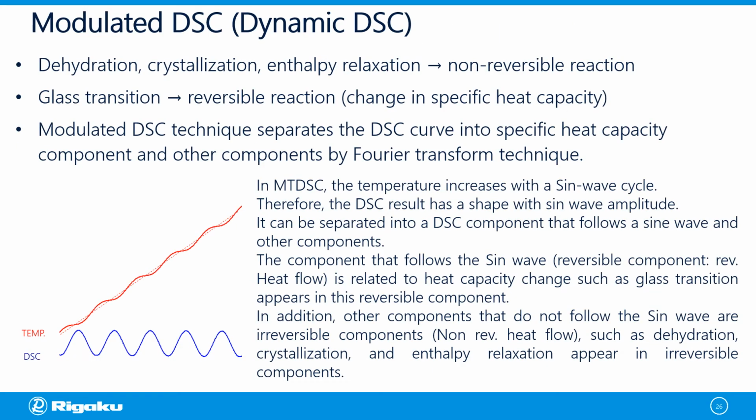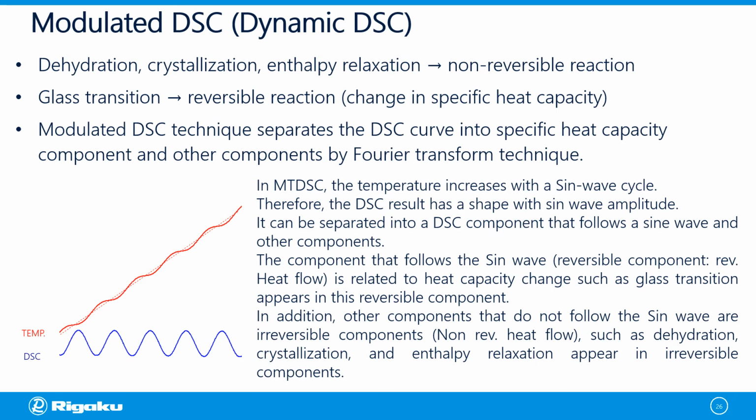Since the glass transition is small, it often overlaps with other reactions and it disappears. For example, dehydration, crystallization, and enthalpy relaxation can be considered as phenomena that may overlap with the glass transition. When these reactions overlap with the glass transition temperature, the glass transition is measured by changing the sample pan or measuring a second run, but the dynamic DSC, which is a modulated DSC, is also an effective means.